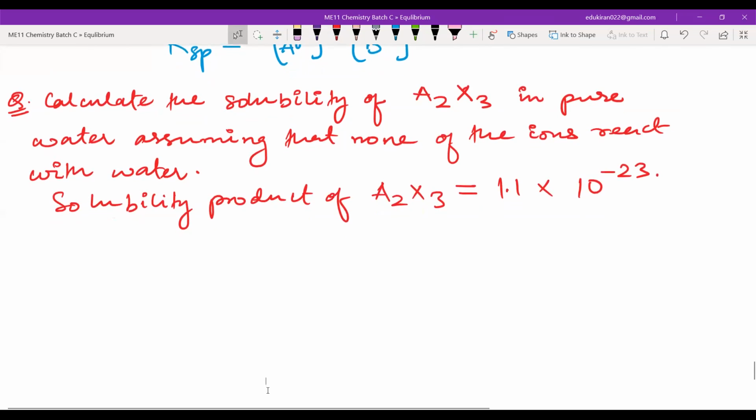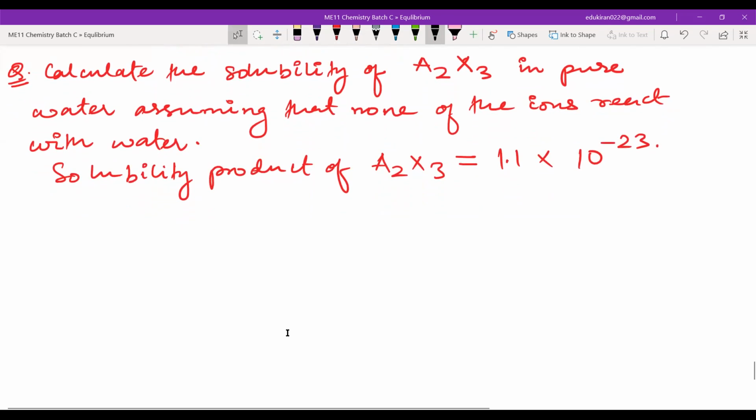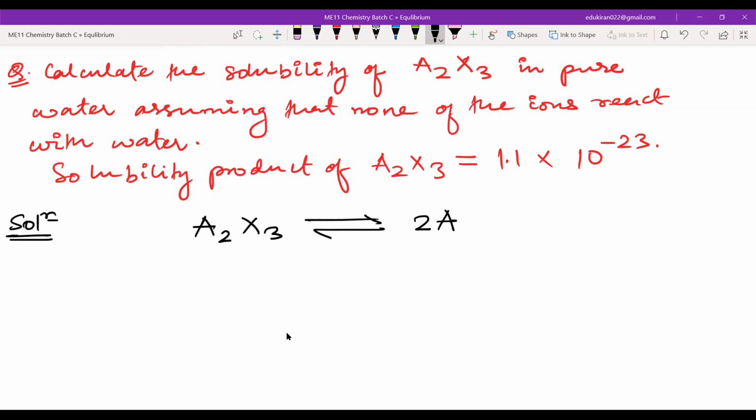So see how you are going to do this. First of all, we will write the dissociation of the salt. A2X3 will dissolve into water. Let me write it in equilibrium, because this is the equilibrium chapter. Equilibrium with two molecules of A with 3 positive charge, plus 3 molecules of X with 2 negative charge. Any problem till here? No, sir. Okay, now please listen.